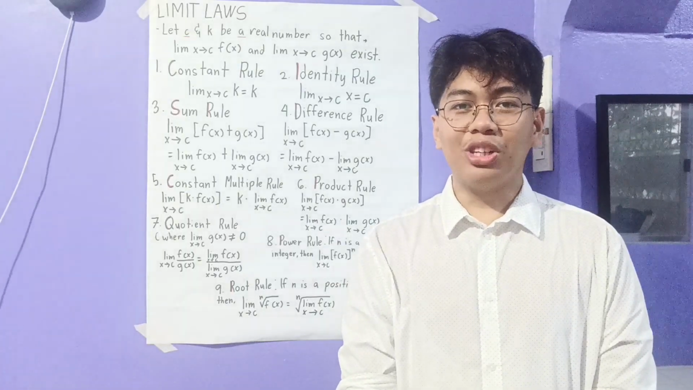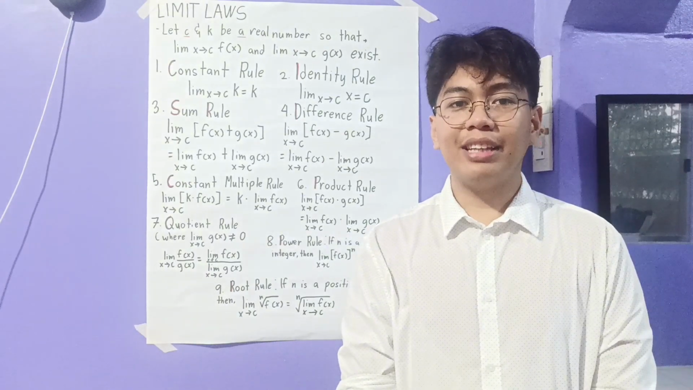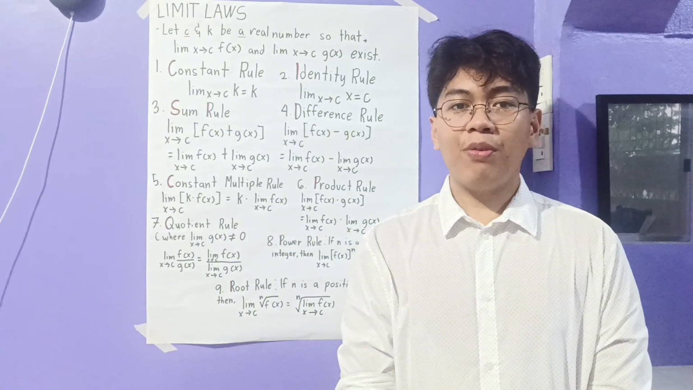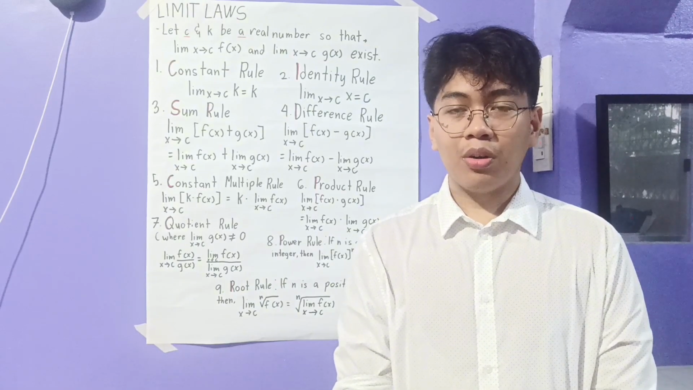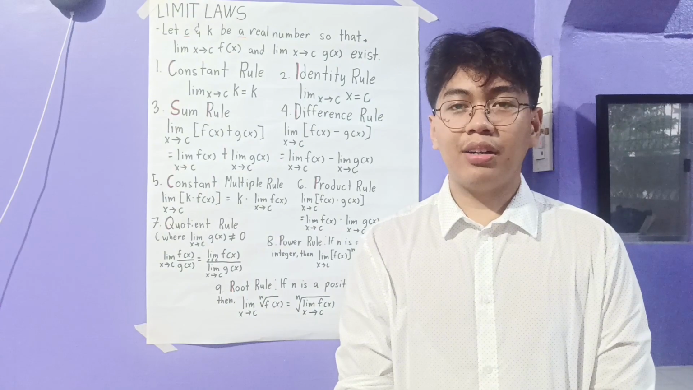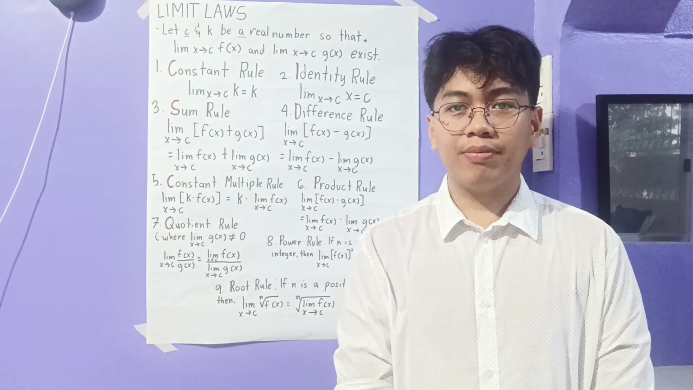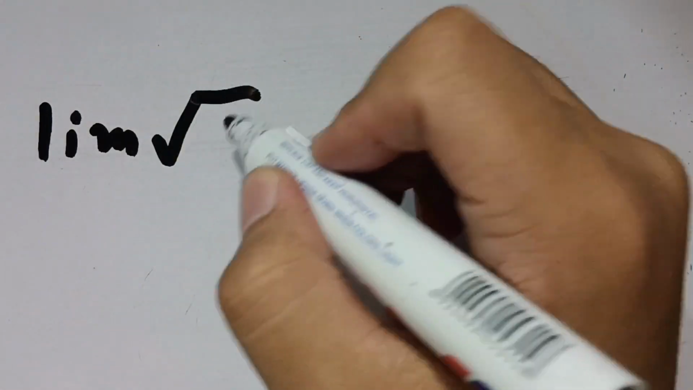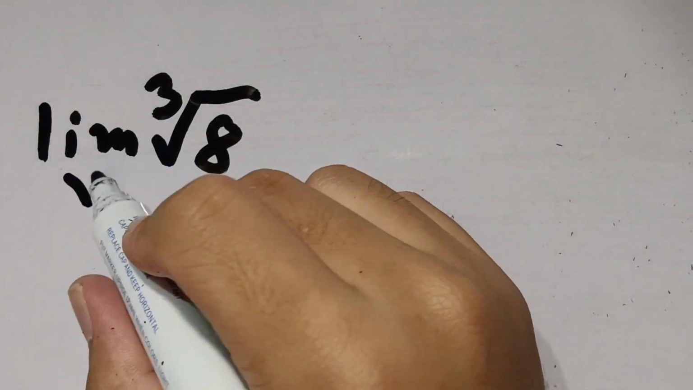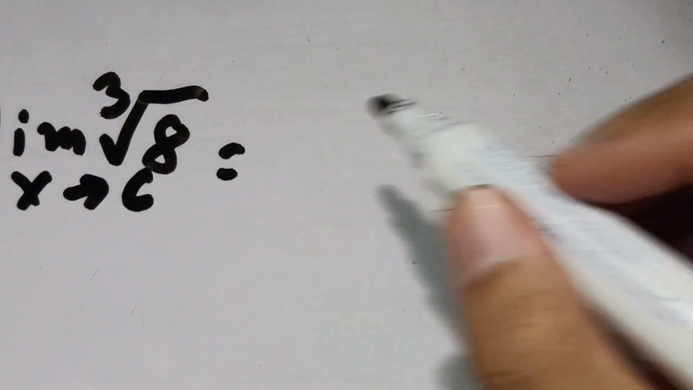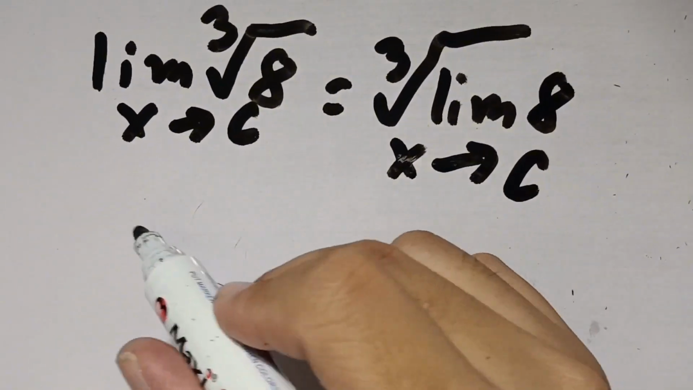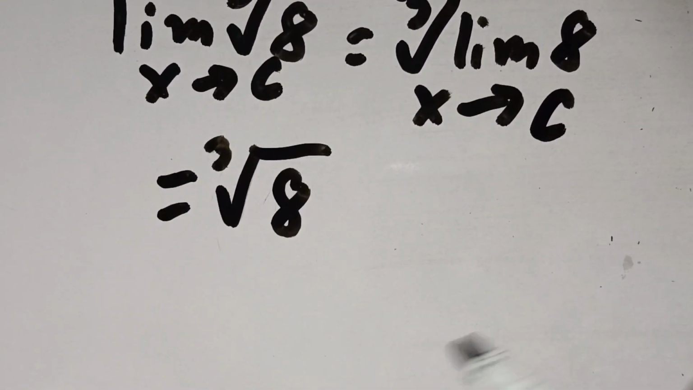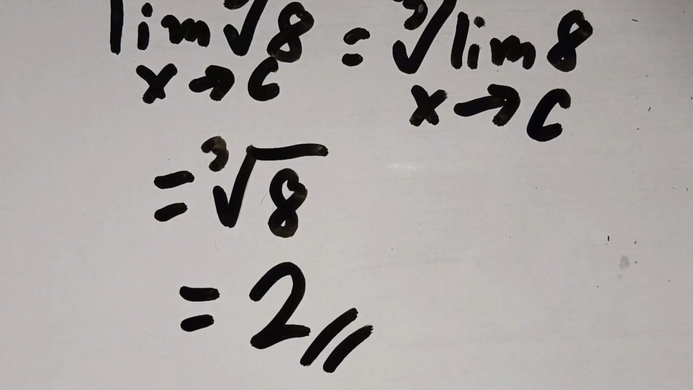Number 9. Root rule. If n is a positive integer, then the limit of the nth root of f of x as x approaches c will equal the nth root of the limit of f of x as x approaches c, with the root index n outside. The limit of the cube root of 8 as x approaches c, we put the limit inside the cube root. We then simplify, which equals 2.